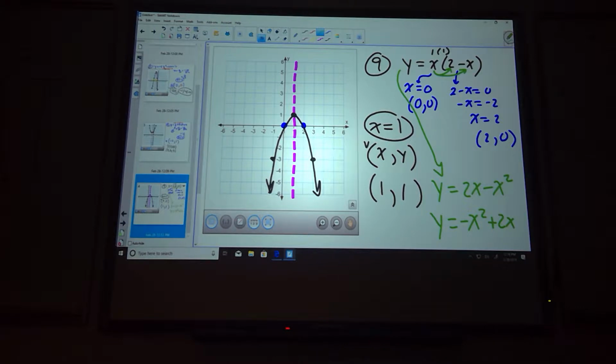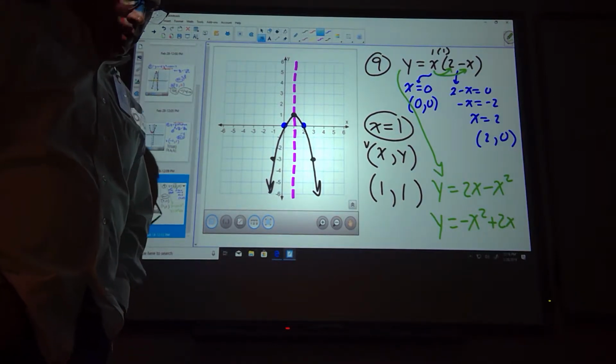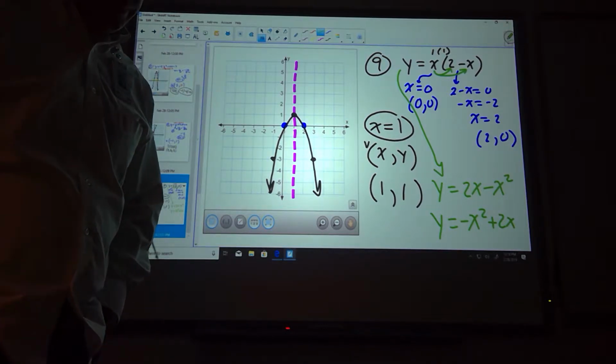Anything else you want to take a look at? You all right? If you would. Yeah, number 8. 8 didn't have to do it. Oh, we didn't have to do it? It was just odds. Just odds.